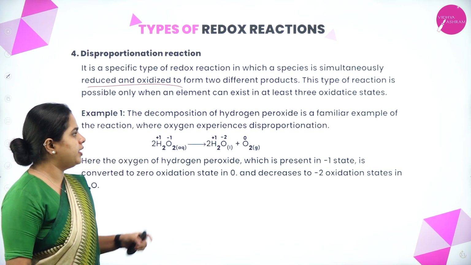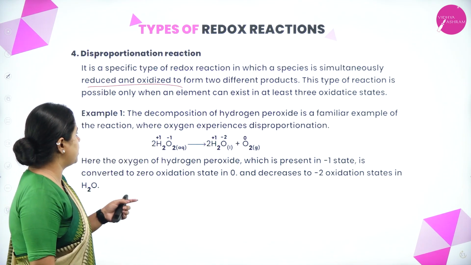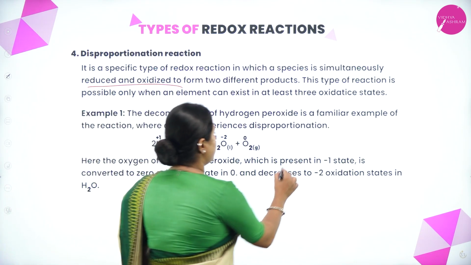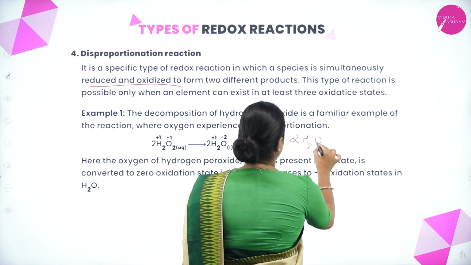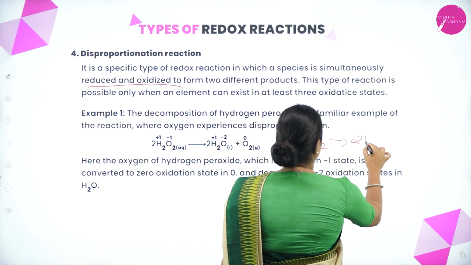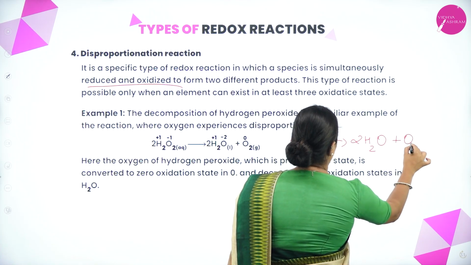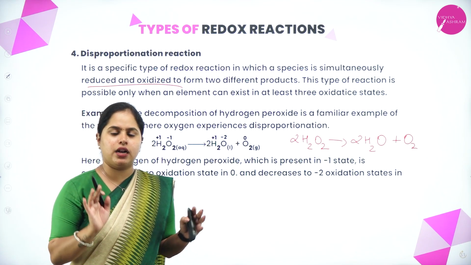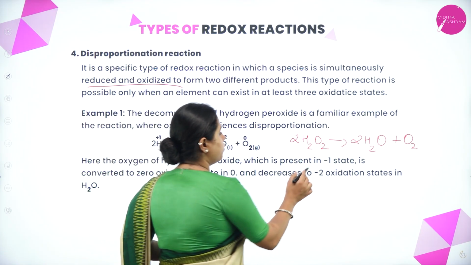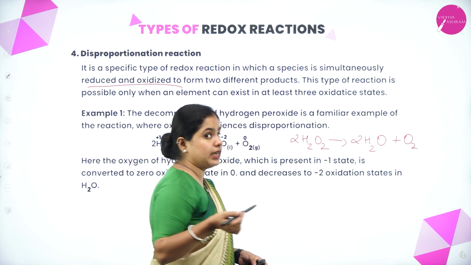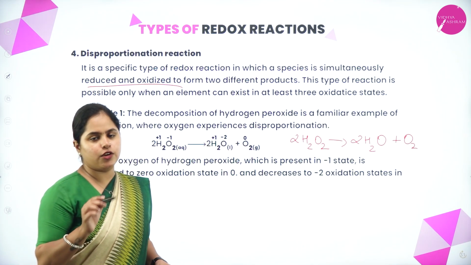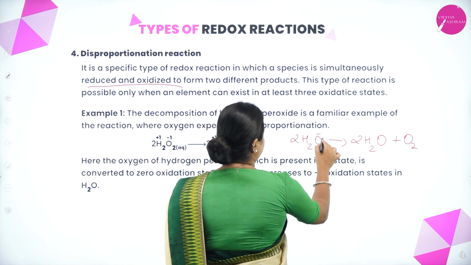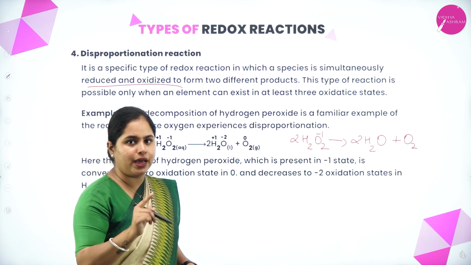The decomposition of hydrogen peroxide is a familiar example of a reaction where oxygen experiences disproportionation. So let's take this example: 2 moles of hydrogen peroxide gives 2 moles of water and O2, oxygen gas. So what is happening here? Let us understand by first calculating the oxidation numbers. In hydrogen peroxide, it is a peroxide here, so you have to be careful. Oxygen's oxidation number will be -1, right? It is not -2. It is a peroxide.